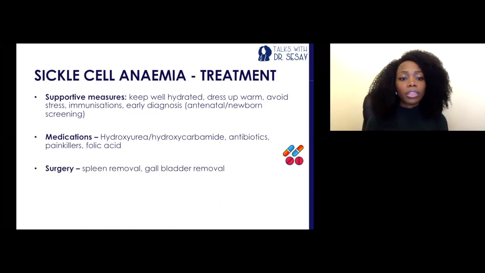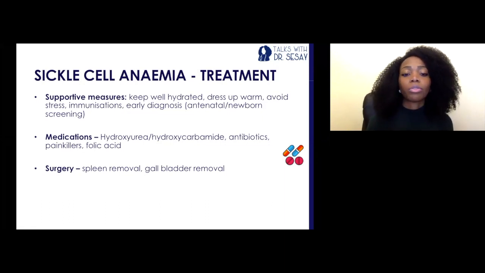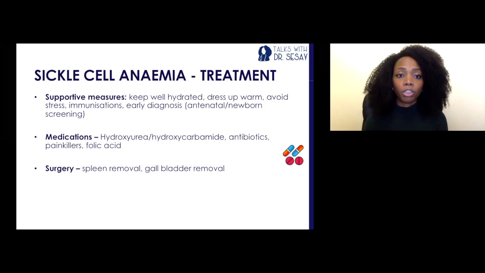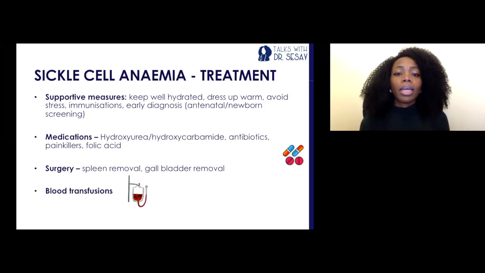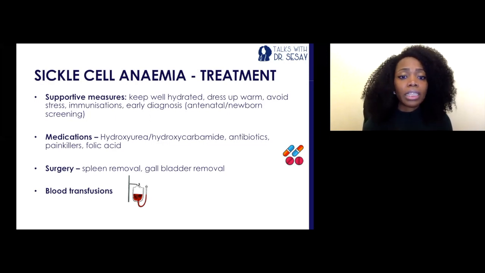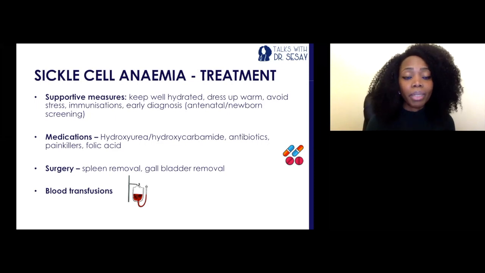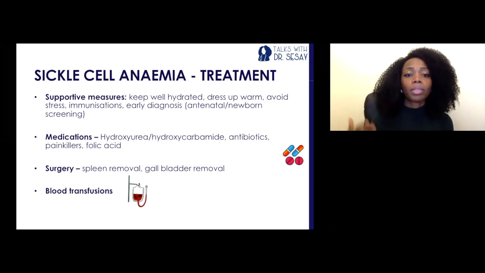And I mentioned earlier that you can have spleen problems. And if it's really bad, they'll have to remove the spleen. If you have gallbladder issues because of the gallstones, they'll need to remove the gallbladder. And a lot of patients with sickle cell anemia thrive on blood transfusion, again, because often they're anemic, or they get regular blood transfusions to reduce the risk of stroke.